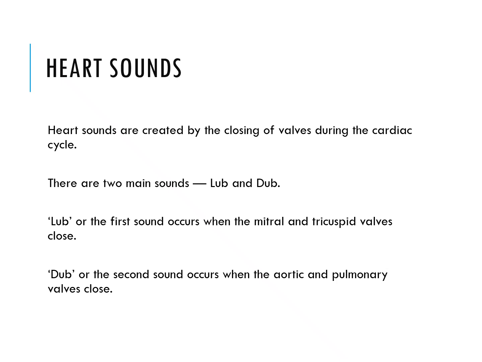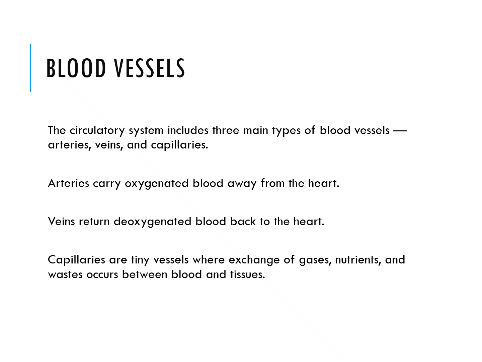Now let's proceed to the next slide, the blood vessels of the circulatory system. The circulatory system includes three main types of blood vessels: arteries, veins, and capillaries. Arteries carry oxygenated blood away from the heart. Veins bring deoxygenated blood back to the heart, and capillaries connect the two, allowing exchange of gas and nutrients. This network ensures efficient transport of material through the body.